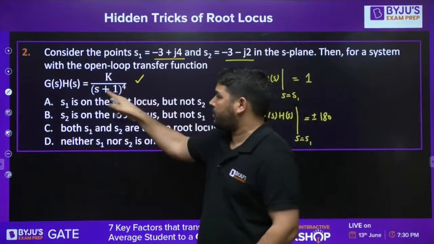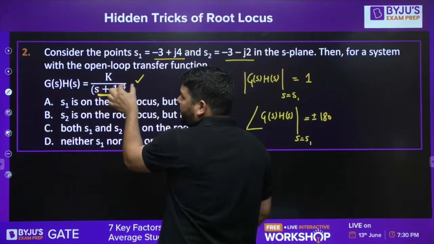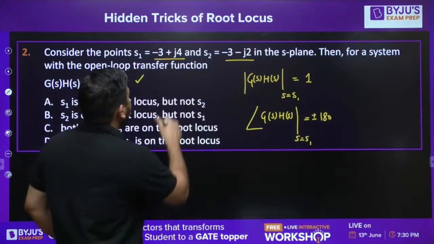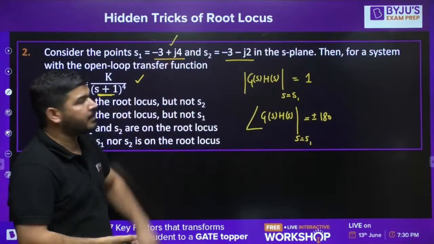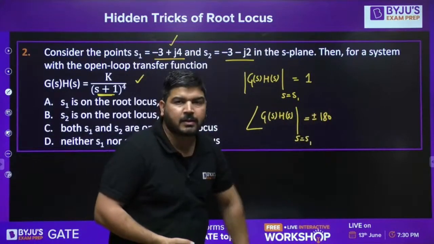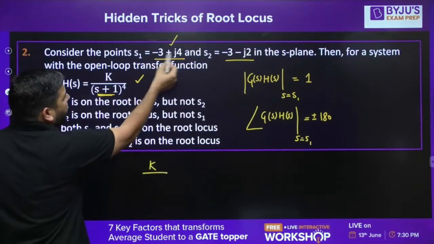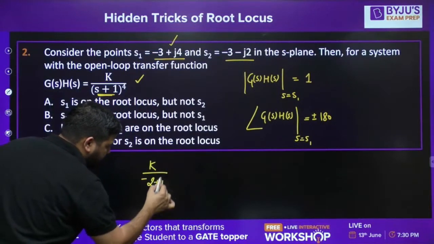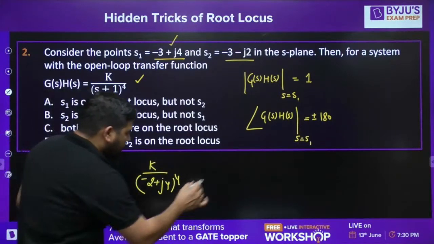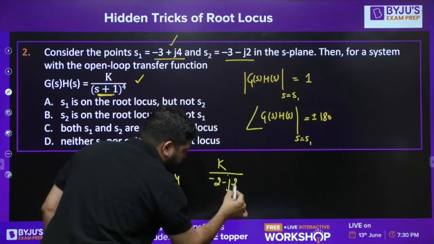Now, if you look at this, the power 4 is there. It means whatever the angle of this function is, we take 4 times the angle of this entire function. Now, let's calculate the phase angle. Let's say you are looking at the point s1, and you put s equal to s1 and check whether the phase satisfies the criterion or not. If you put this point, you get k divided by minus 3 plus j4, so it becomes minus 2 plus j4, to the power 4. And we need to check the phase of this quantity. Now, for the second point, you put minus 3 minus j2, so it becomes minus 2 minus j2, raised to the power 4.